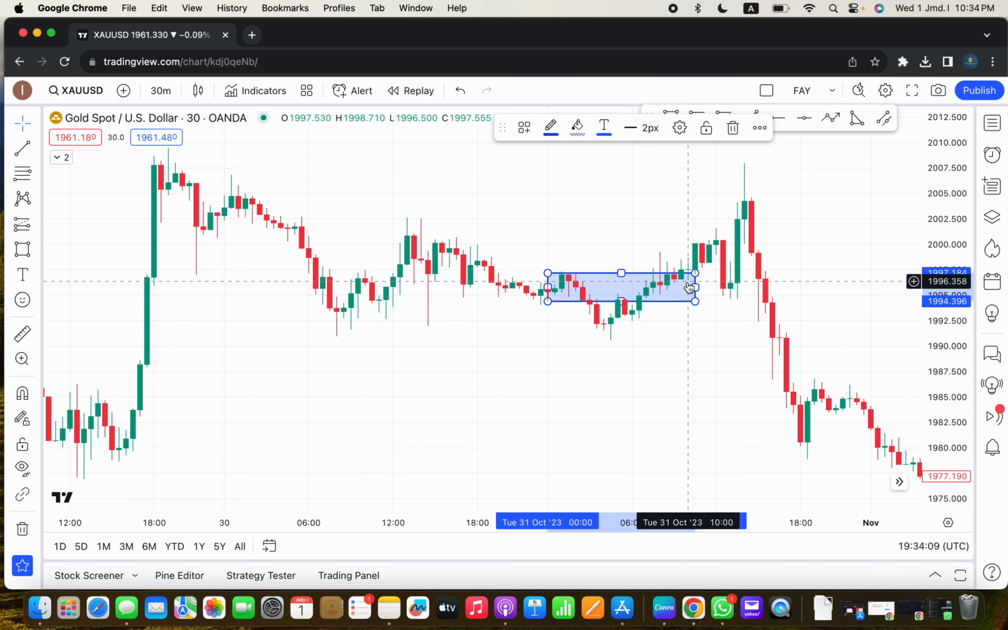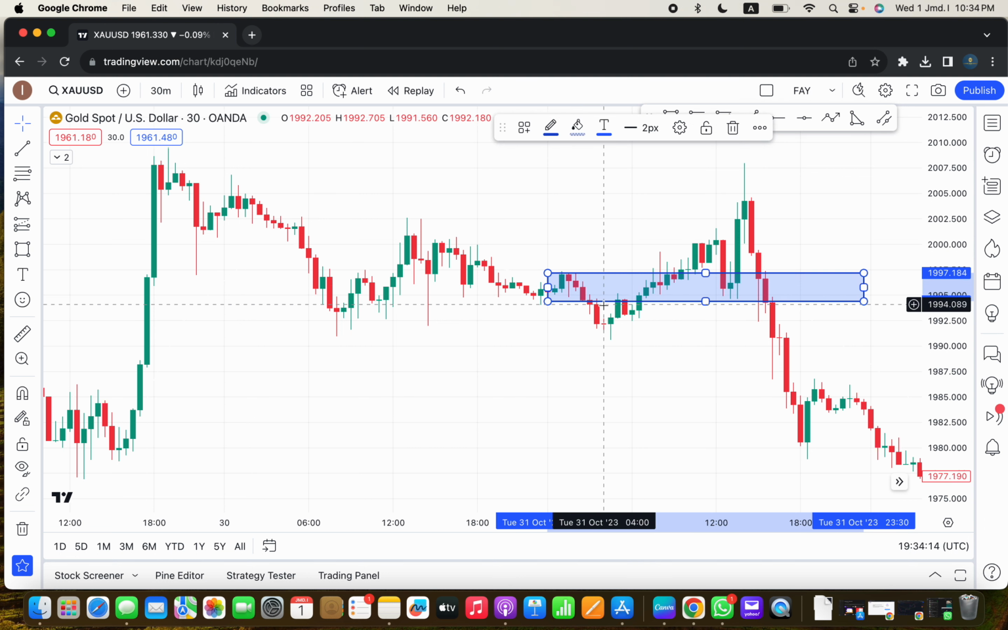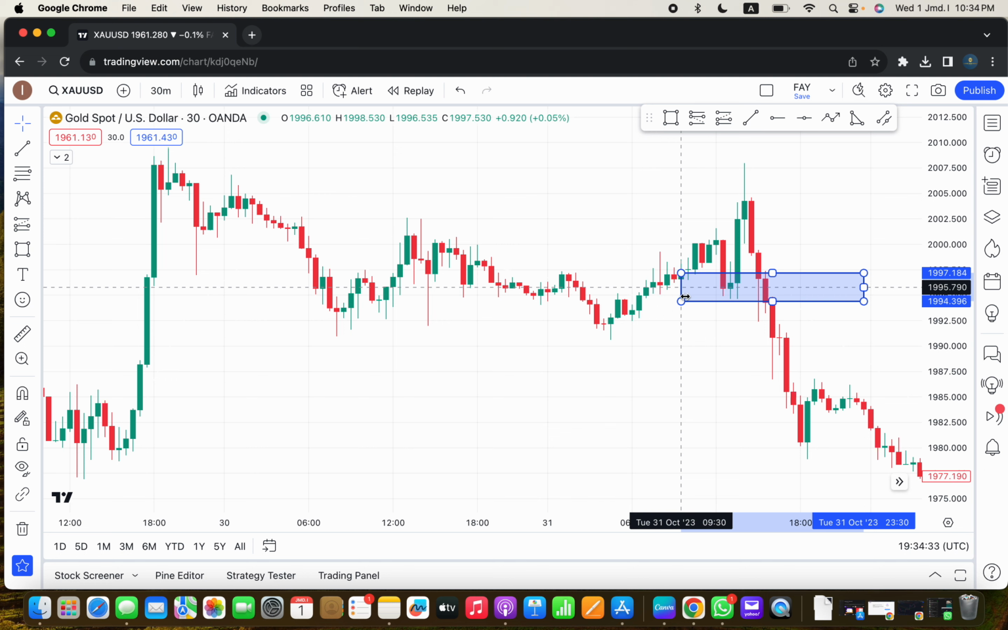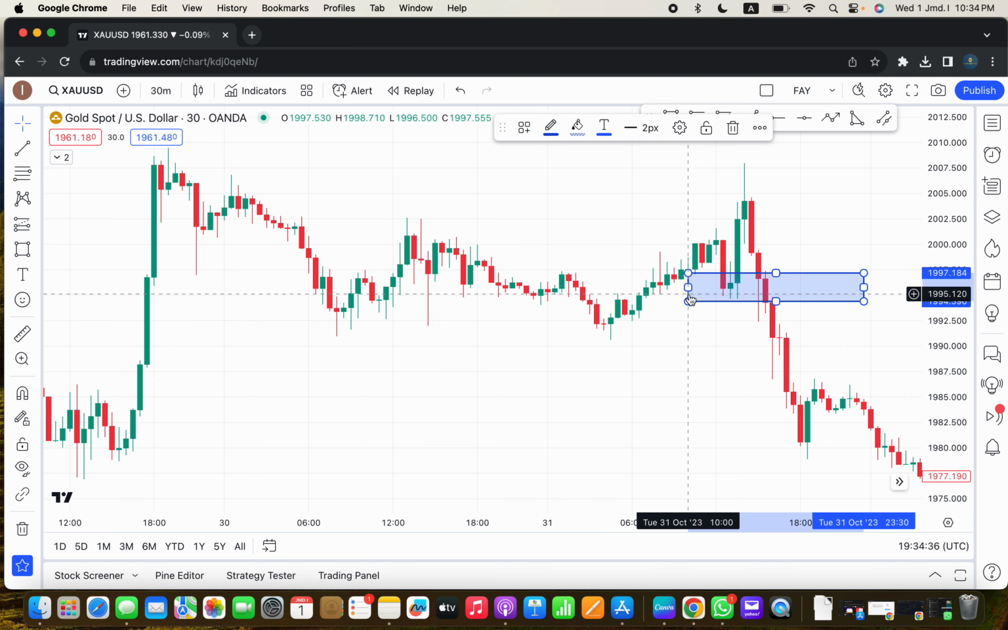Wait for it. I drew this, it came out, it came inside. Unfortunately, a full candle formed outside it, so this again failed. Okay, now I will move again. You see, because this involves money, you don't need to rush, you don't also need to force the market. Wait for your trade setup to actualize before you jump into buying.